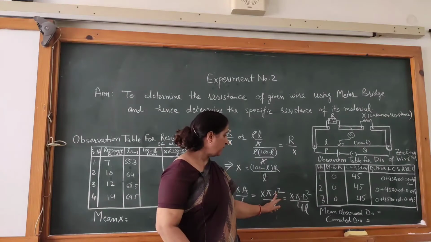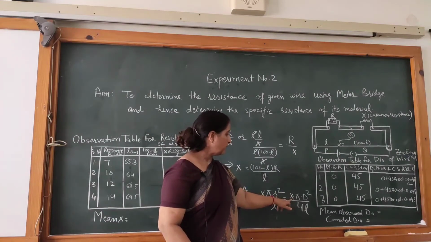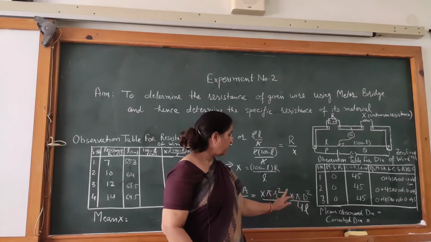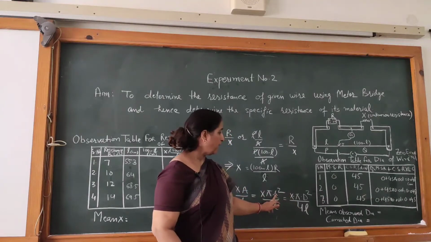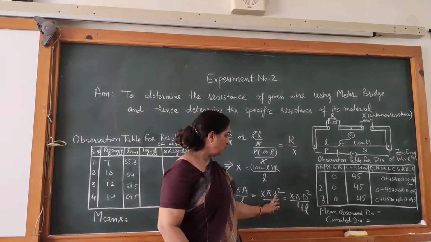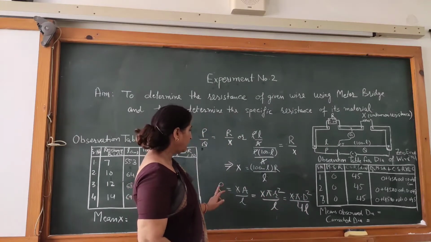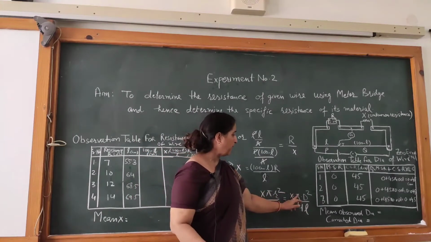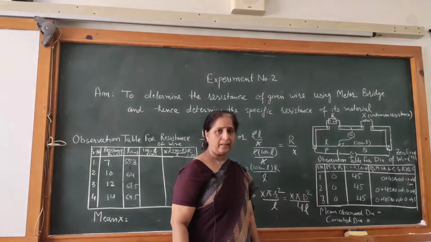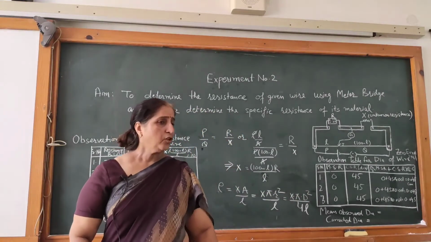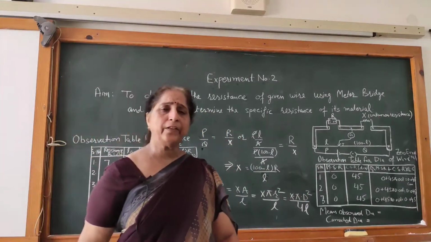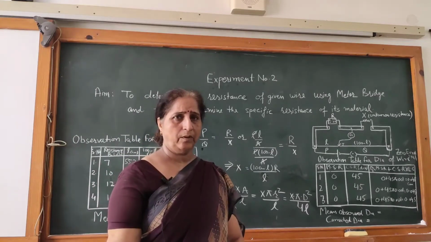That's why if the diameter is known, then we can use this formula also. X pi as it is, and in place of r we substitute D by 2. So D square by 4L, this will be the formula. Rho is equal to X pi D square by 4L. By making use of this formula you will find out the value of rho.